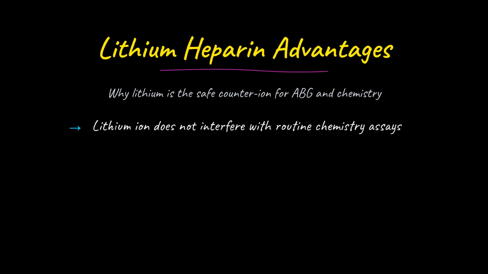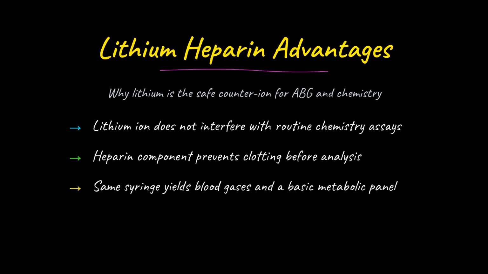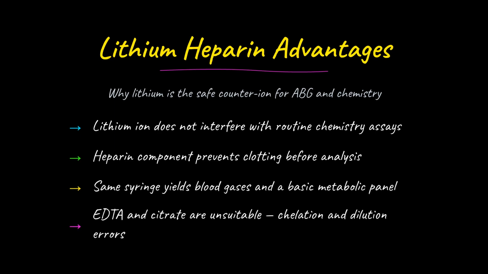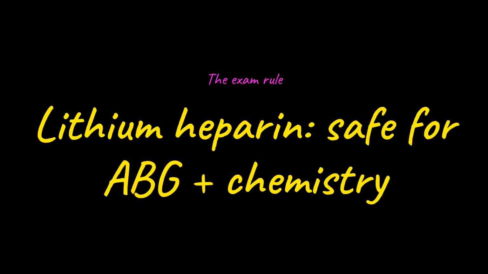Lithium heparin works because the lithium counter ion is small, present in negligible amounts, and invisible to common chemistry assays. This means a single syringe can safely provide both blood gas values and clean electrolyte results, a major advantage in critical care workflows. Remember, the blood gas analyzer tolerates any heparin for gas tensions, but lithium heparin is the only form that protects downstream chemistry. When a STEM asks for the preferred ABG syringe additive, lithium heparin is always the answer.